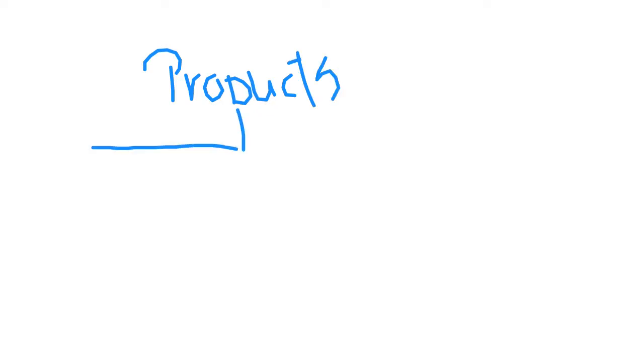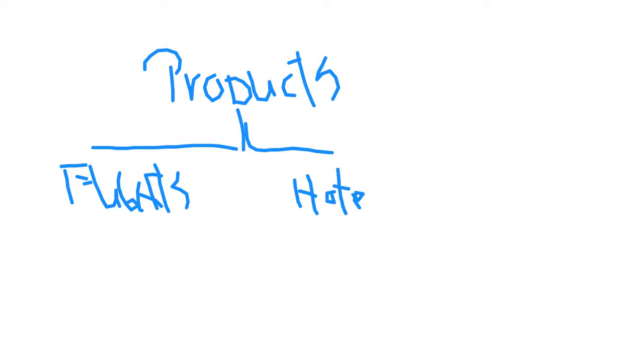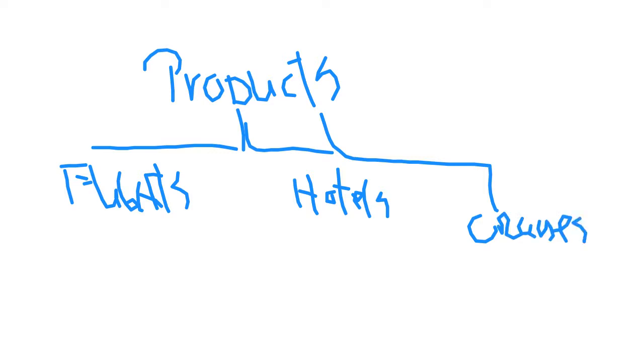on the lab assignment. But when you think of it, product, right? Or products, and then you would have flights. And this is why it gets so confusing. Then you may have hotels. Then you may have cruises. So this is a type of hierarchy, right? It gives a sense of hierarchy, kind of a sense of hierarchy, but really it's hierarchy.